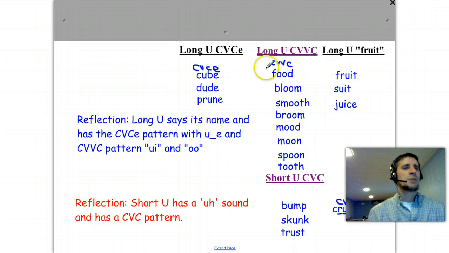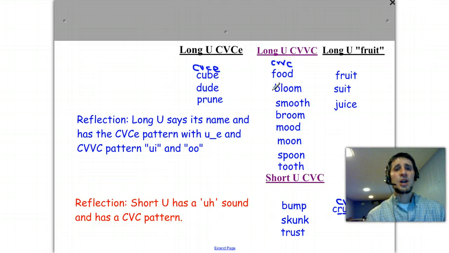Try both. So we have food, bloom, like a flower blooms, smooth, very soft. Broom, mood, like what's your mood today? Are you angry? Are you jealous? Moon, we've been studying the moon, spoon, and tooth.